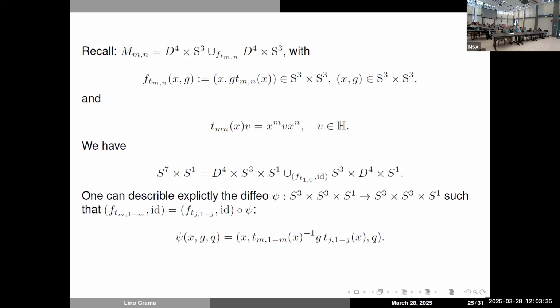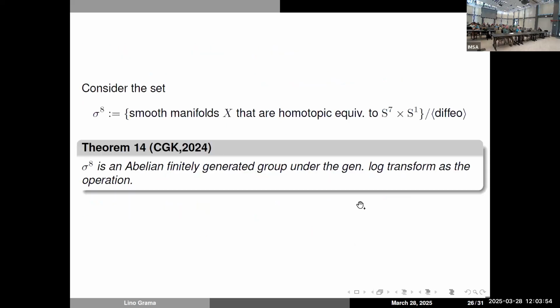And then just to recall the disk decomposition for the homotopy 7-spheres. Now we include this term S1, and this diffeomorphism here will provide the log transform for some choice of the diffeomorphism psi. And if I consider sigma h, the smooth manifolds that are homotopy equivalent to S7 times S1, modulo diffeomorphisms, we have the following theorem. Sigma 8 is an abelian, finitely generated group, and the operation is the generalized log transform.